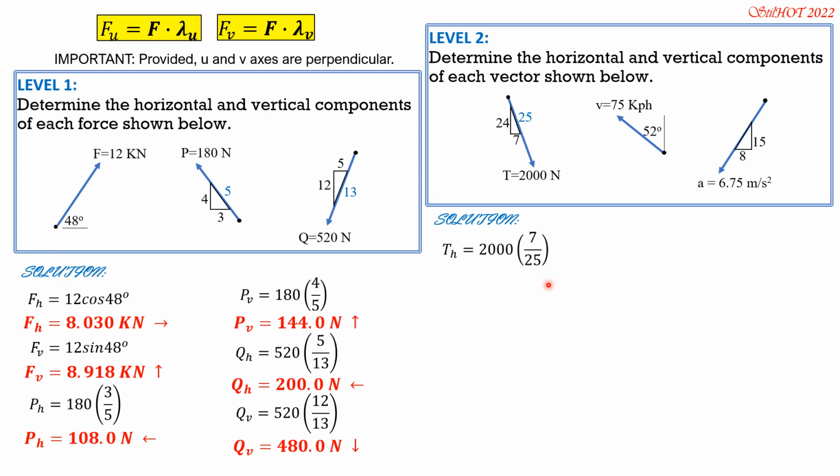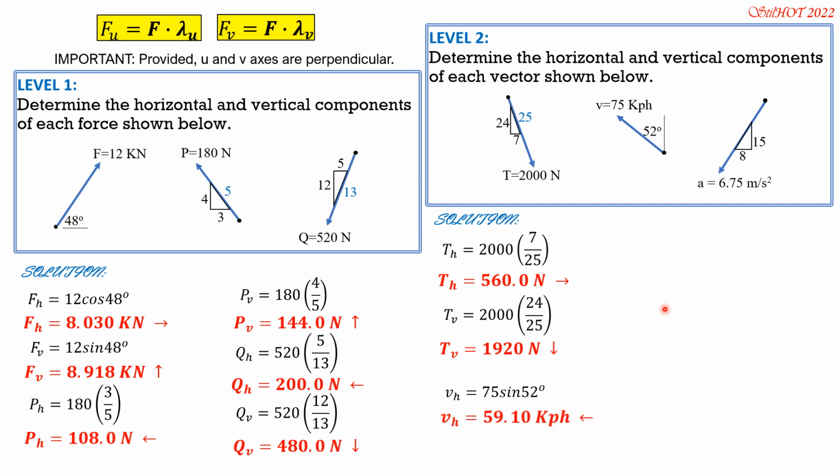So T horizontal is equal to 560 newtons rightward. Then T vertical is 2000 times 24 over 25. So T vertical is 1920 newtons downward. V horizontal is opposite to 52, so it is 75 sine of 52. And it is leftward.